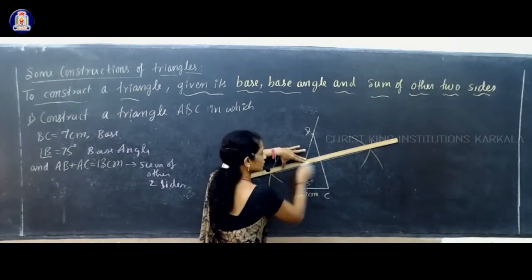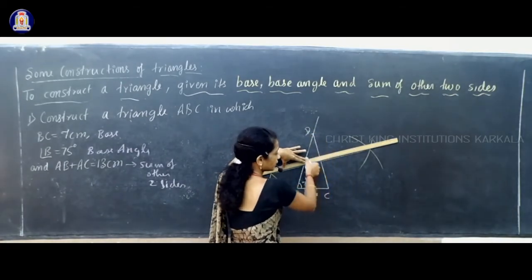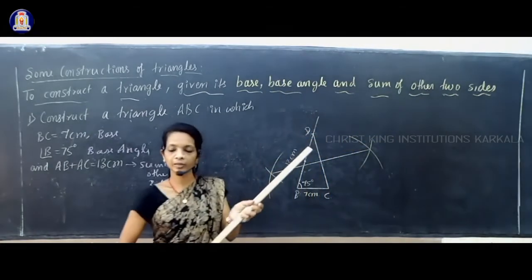Now what is this? This is the perpendicular bisector of CD. You know how to construct a perpendicular bisector of any line.